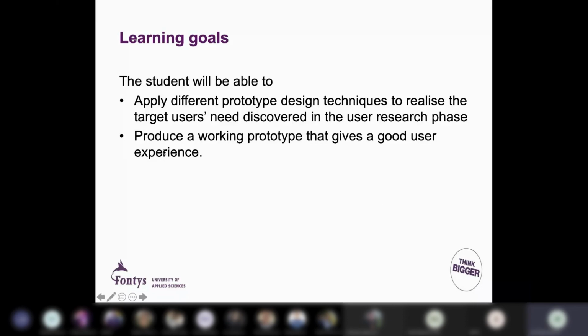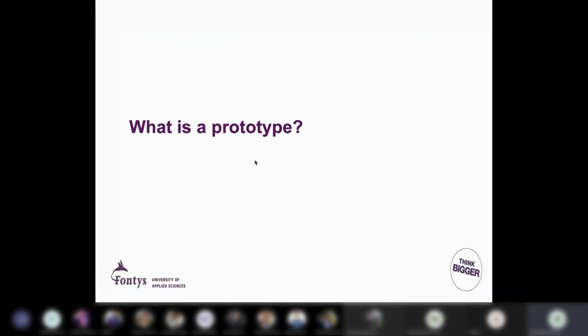And here we look into the second learning outcome: produce a working prototype that gives a good user experience. And of course, this lecture gives you the necessary means to achieve this specific goal. Not only this lecture, but this is a highly important lecture for accomplishing this second one. Okay, so I hope you start already twisting a little bit the idea of your mental model of how grading goes in Fontys.